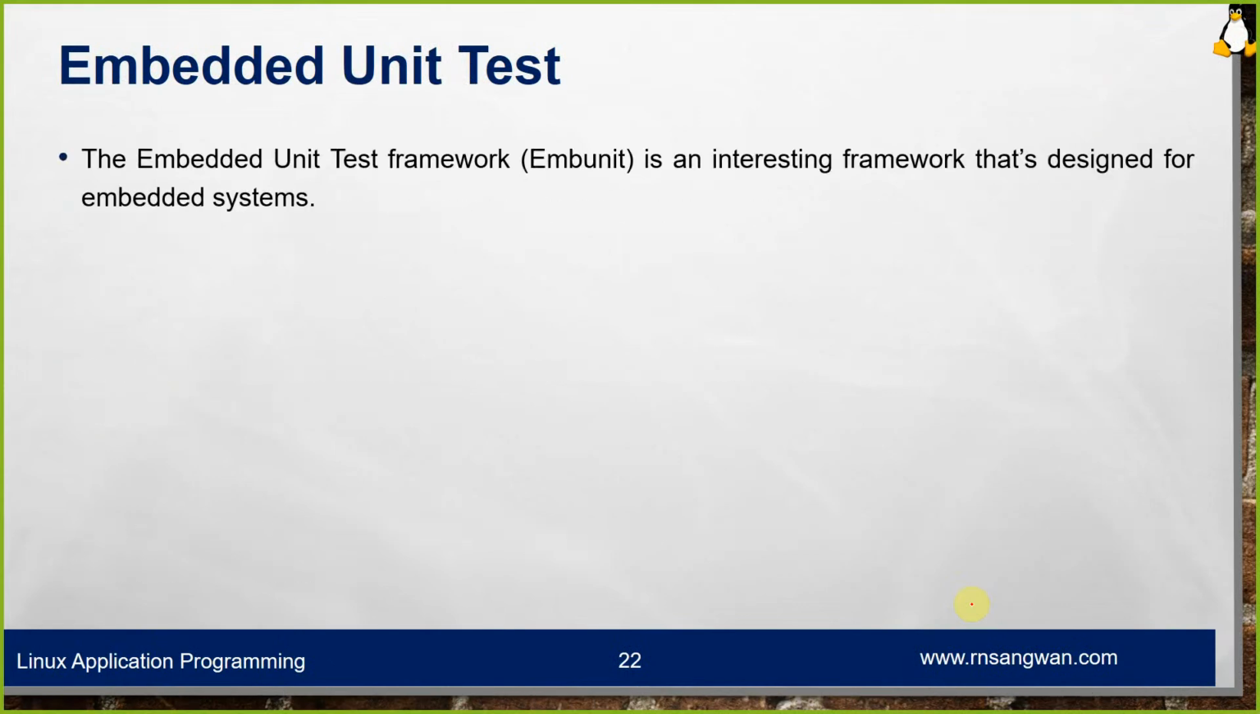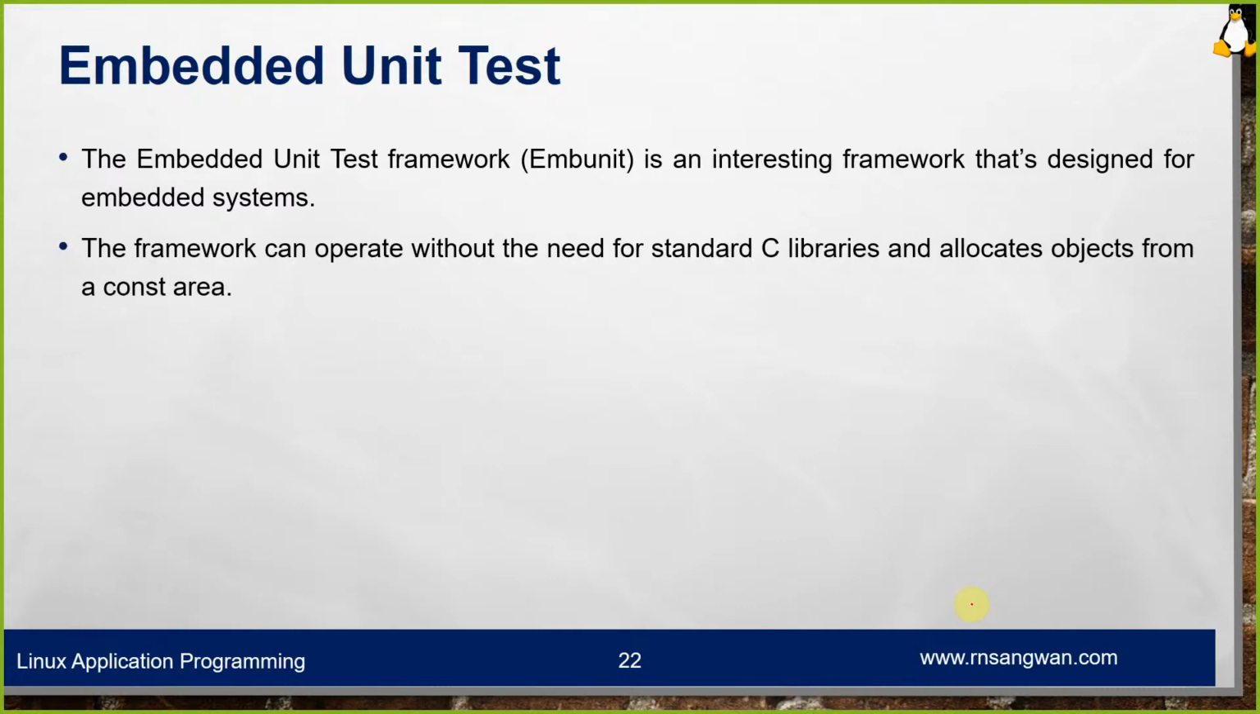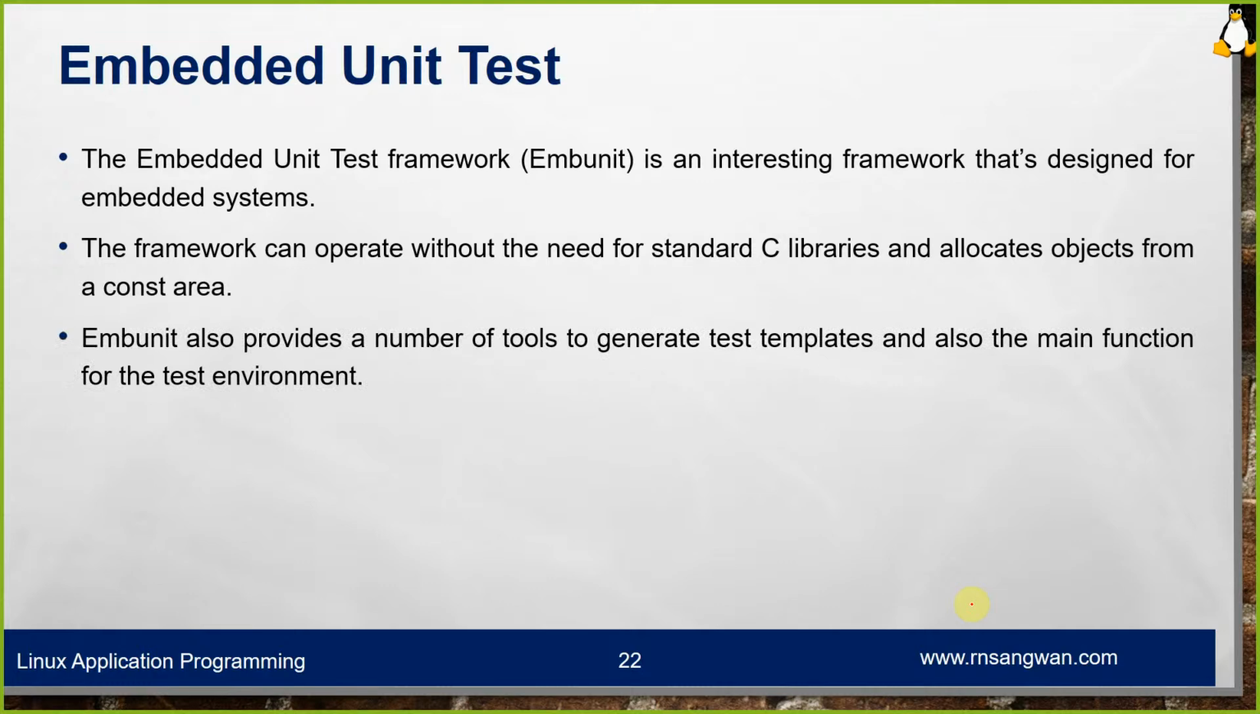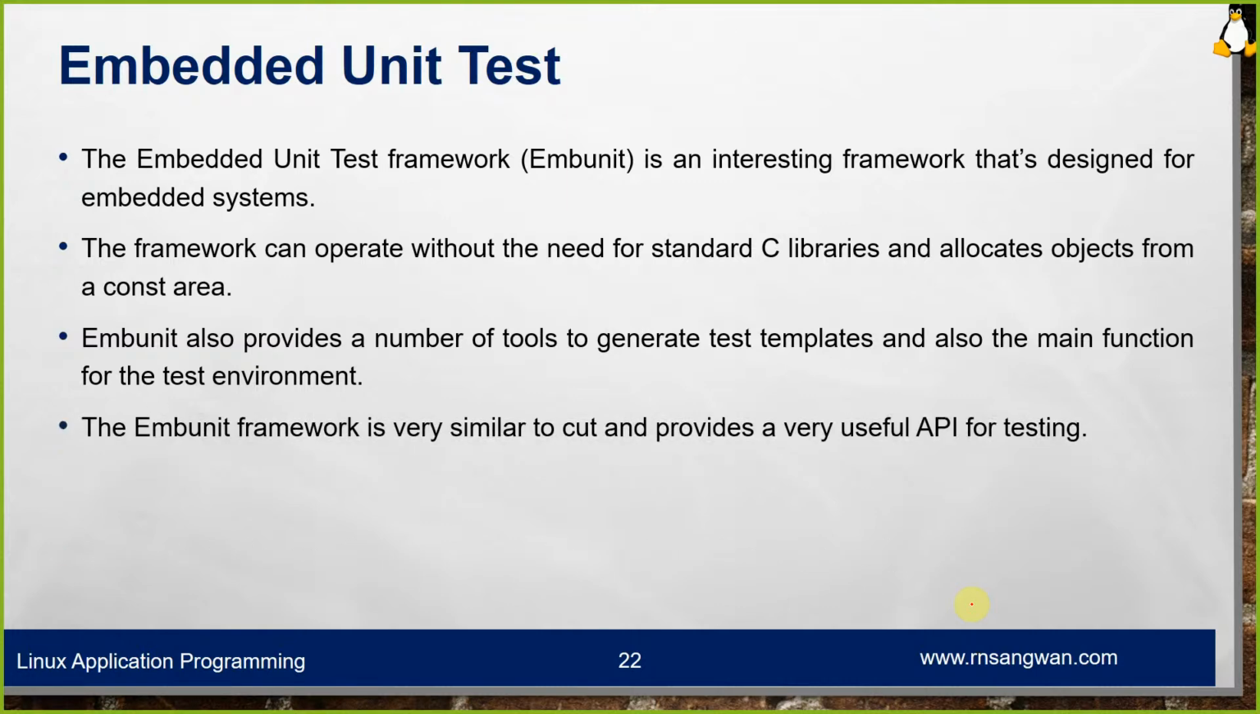Embedded unit test example. The embedded unit test framework, that is Embunit, is an interesting framework designed for embedded systems. The framework can operate without the need for standard C libraries and allocate objects from a constant area. Embunit, or embedded unit, also provides a number of tools to generate test templates and also the main function for the test environment. This framework is very similar to CUT and provides a useful API for testing.